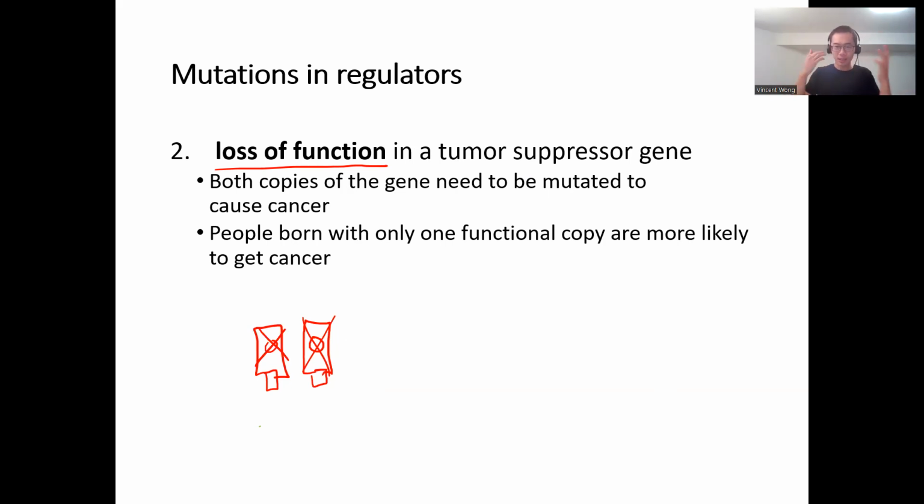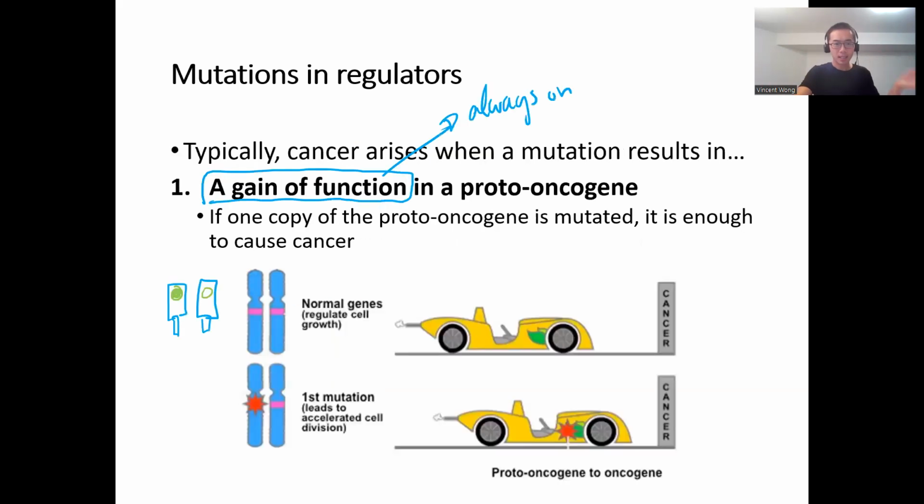Do you understand the two differences here? Over here, you have two green lights. The job of the green light is to light up and then let the cell go. But if only one of the green lights is always on because of the mutation, that's enough to cause the cell to keep on dividing.